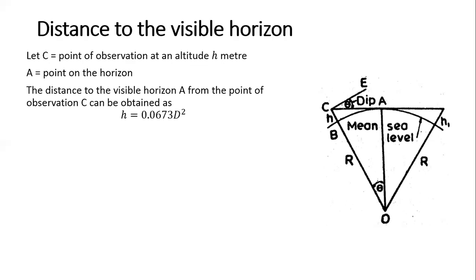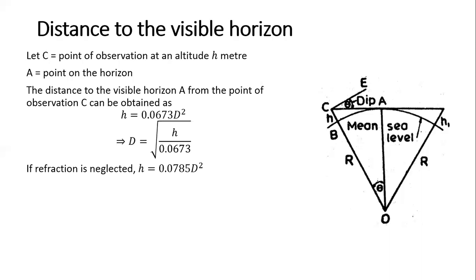We have already derived this formula when we discussed the curvature and refraction correction, that is, the combined correction. h is equal to 0.0673 d square. Please remember that this d is always in kilometers. So from this relation, we can easily calculate the distance d, which is equal to square root of h over 0.0673. Now suppose that you neglect the refraction correction, then h comes out to be 0.0785 d square. So from this, we get the value of d as square root of h upon 0.0785.